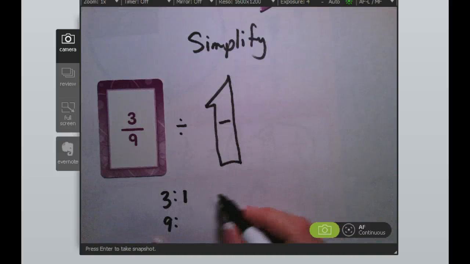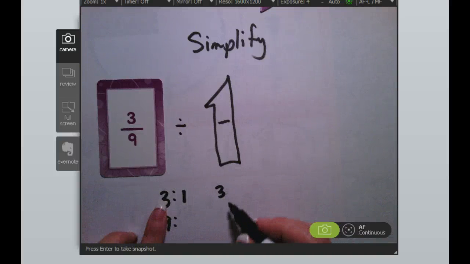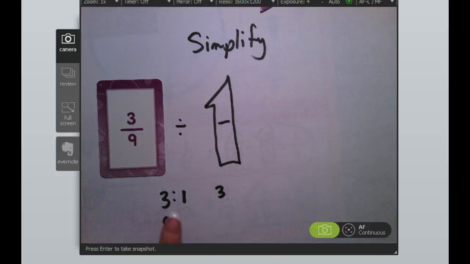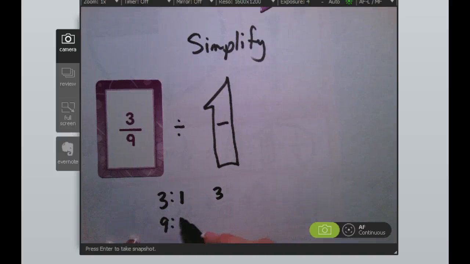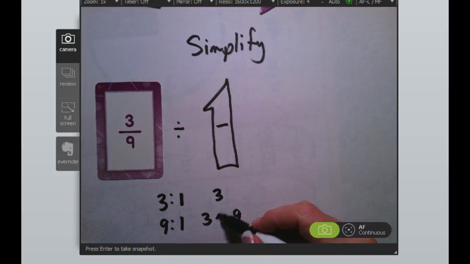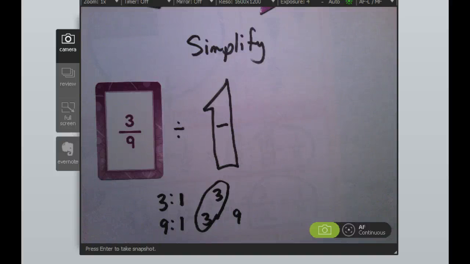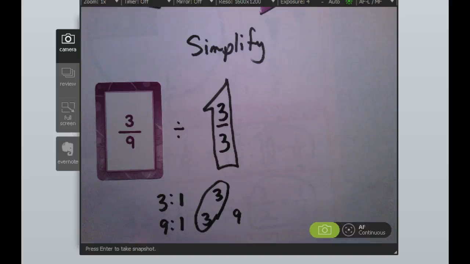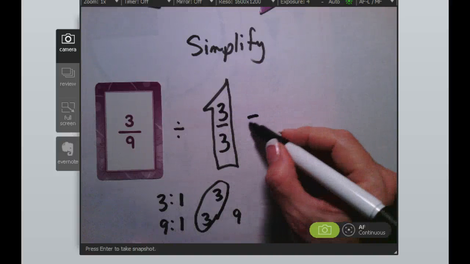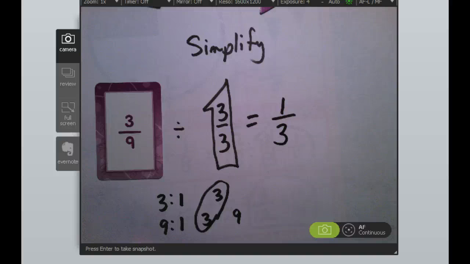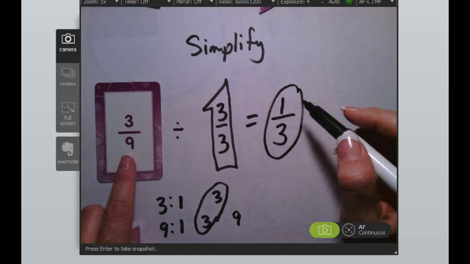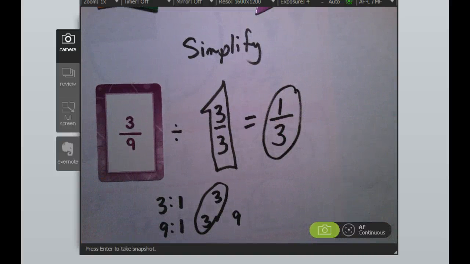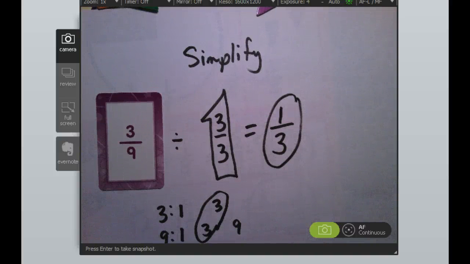Well, I always know that 1 times this is always going to equal 3. There's nothing else that equals 3. So 1 times 3 are the only factors. For 9, I know that 1 times 9 equals 9, and I also know 3 times 3 equals 9. So those are my factors. Let's look. They have something in common. They both have a 3. I can divide by 3 over 3, which is the same as 1, and I get 1/3. 1/3 is the same as 3/9. They are equivalent.